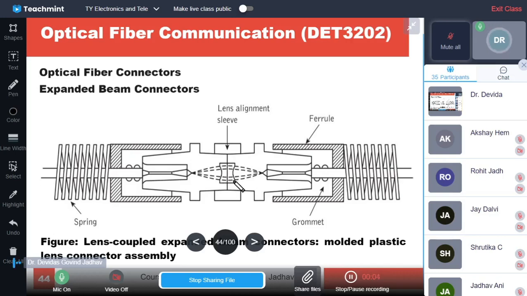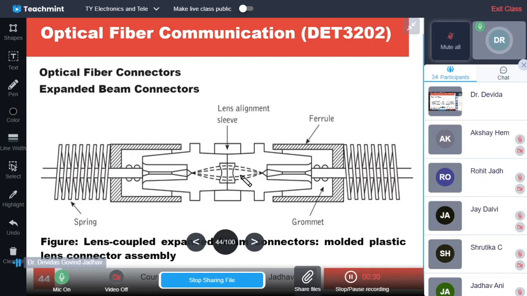And that single lens has the lens alignment sleeve. This lens alignment sleeve has some alignment mechanism like micro screwing, and using that, we can move the lens very slightly on the micrometer scale, and we can adjust its focal points on either side.